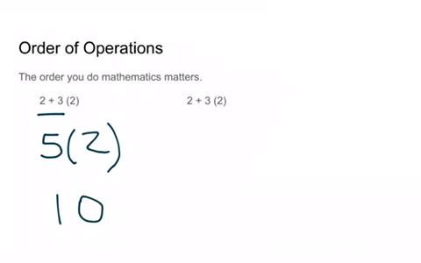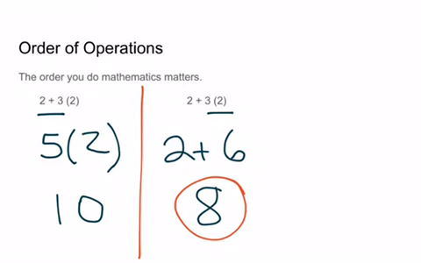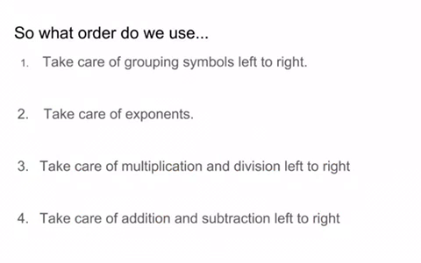Now let's do the second one in a different order. Let's do the 3 times 2 first. Then let's add the 2 plus the 6, and we get an answer of 8. So we did it in a different order and got a different answer. Well, which one is correct? The 8 is correct because it's following the order of operations that has been established for math.